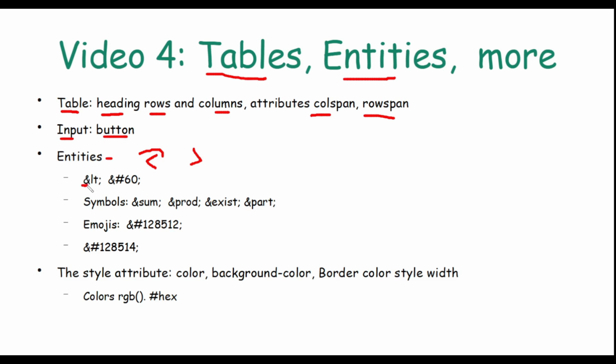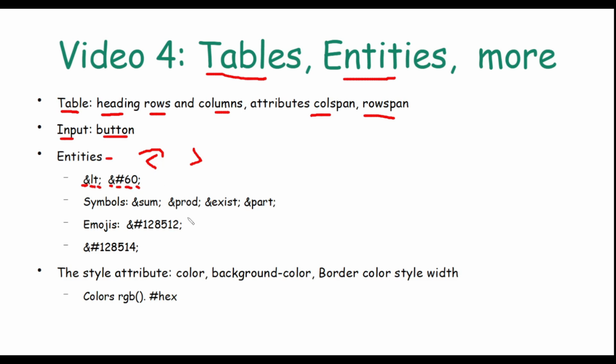The first way, we start by this ampersand character, then we put the name of the character we want to render. Here we are using lt and then the semicolon. In the second way, we use the ampersand followed by a hash and then the number of the character, so 60 here, and then the semicolon. These two representations are equivalent and both will render the less than sign.